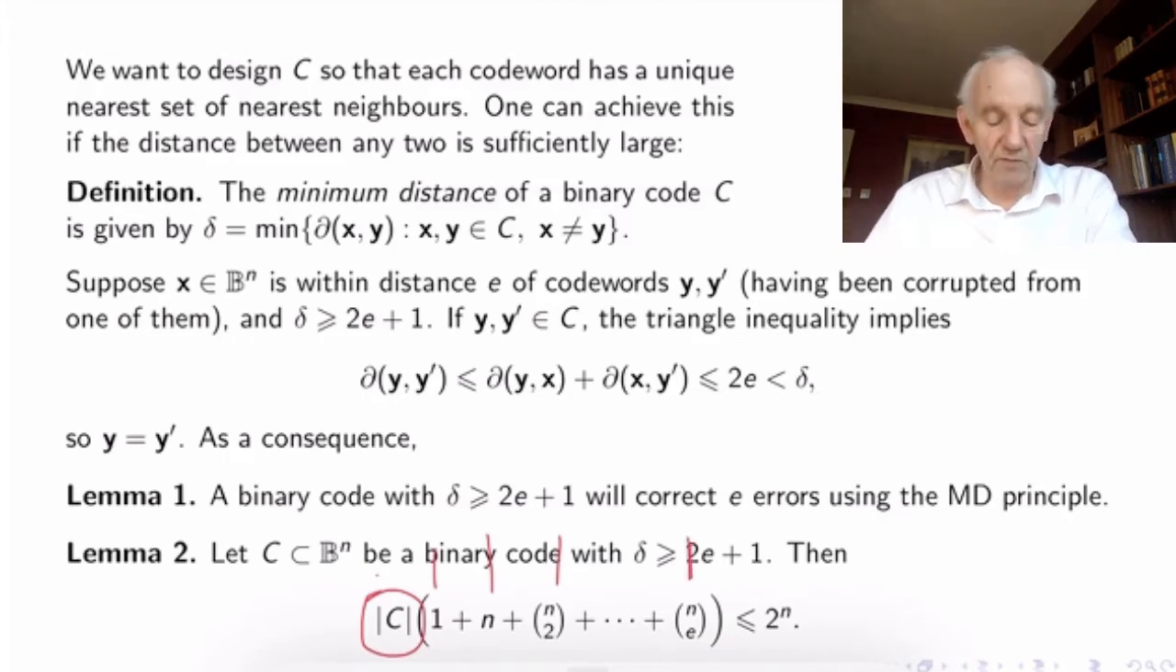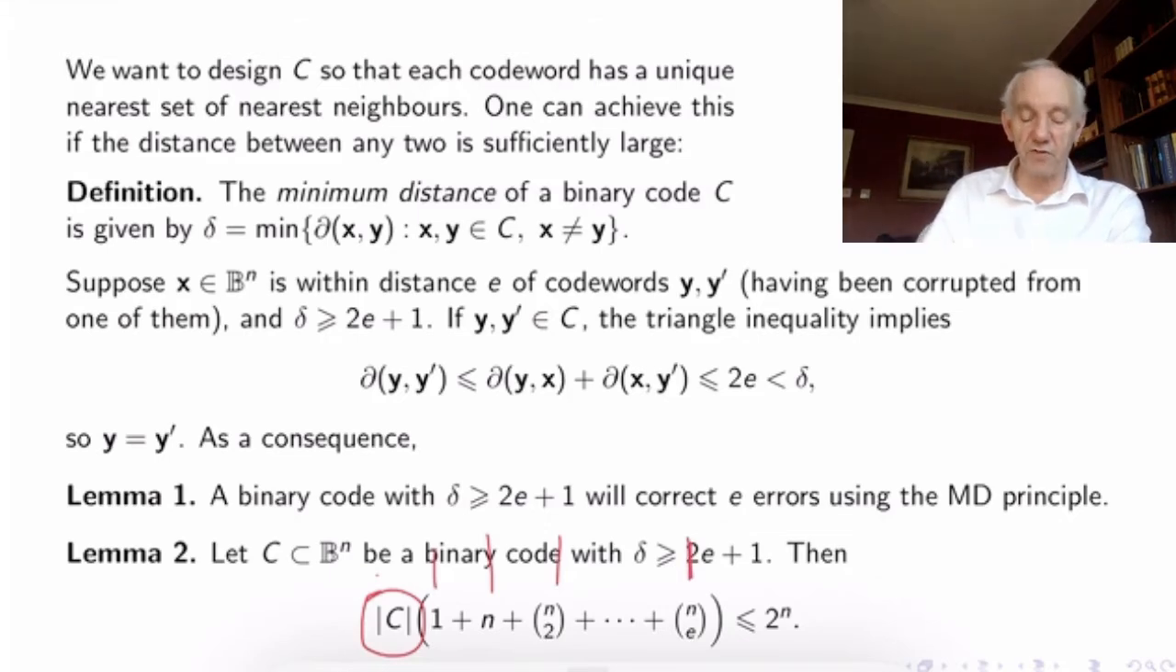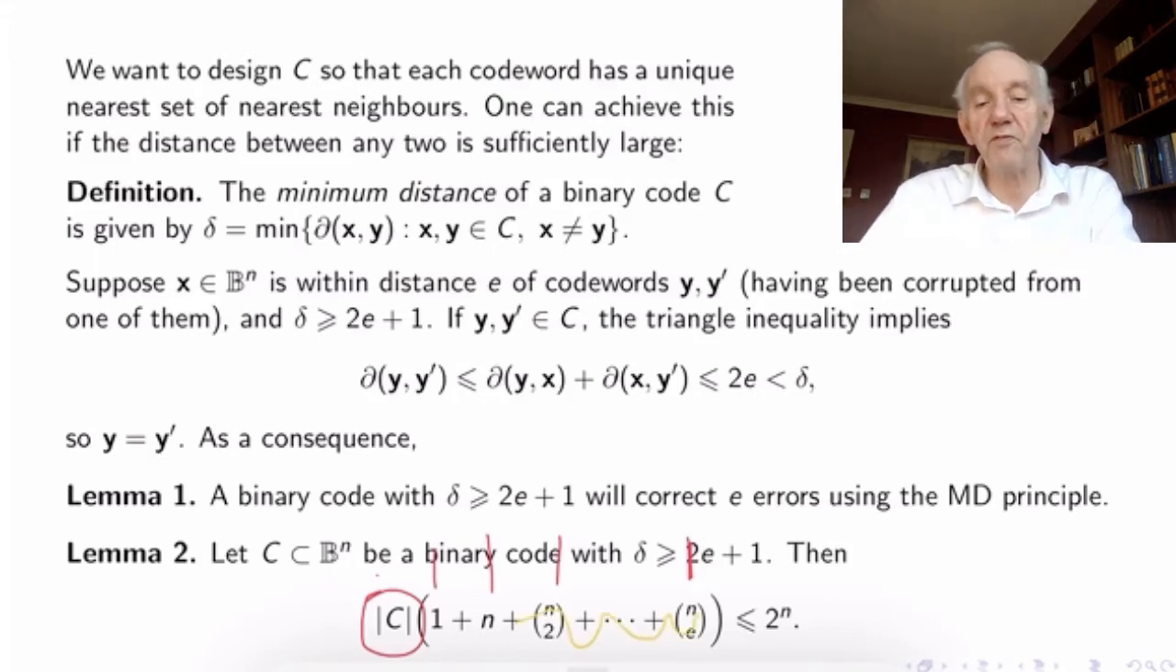So if we take the sum of all these things, if e is 1, we don't need this part here. If we take the sum of those things for each code word, we've got to fit that in as distinct elements in our vector space with 2 to the n elements. So that's why we have this lemma 2 that's valid. This is explaining the difficulty in finding a code that corrects a certain number of errors.